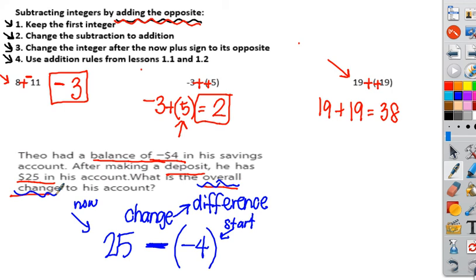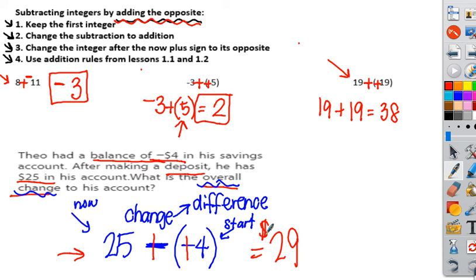Okay? So then how much was the change? The change, when you add the opposite, so follow your rules from up above again. You keep your first integer, change your subtraction to addition, change the next integer to the opposite, and you end up with 25 plus 4. So what was the amount of change? $29.